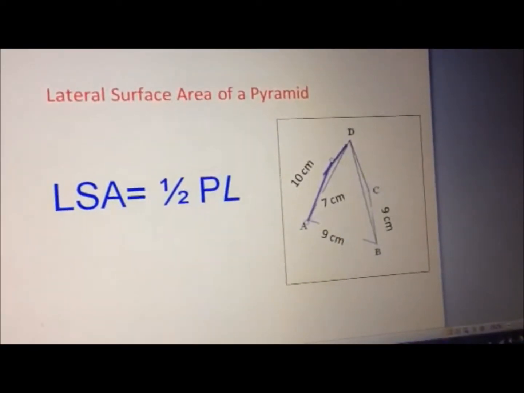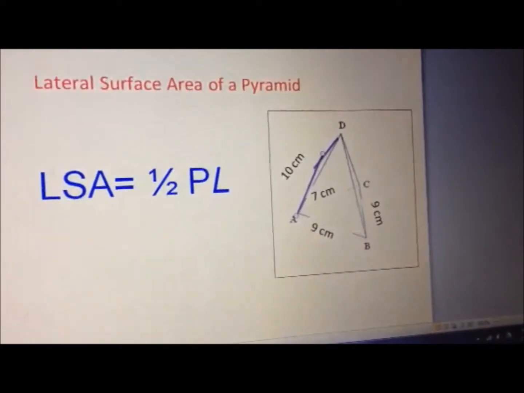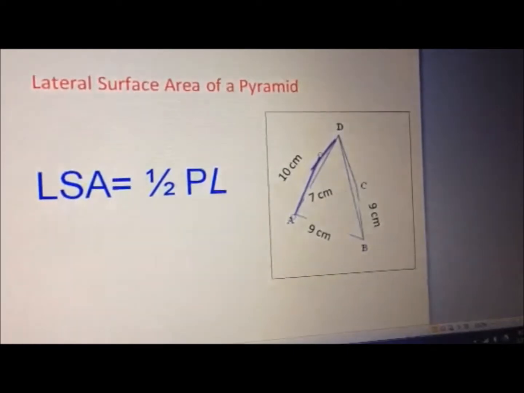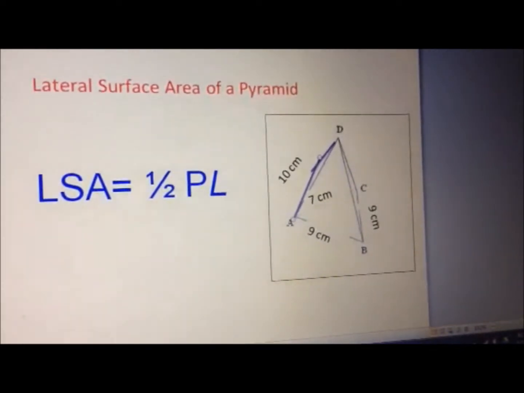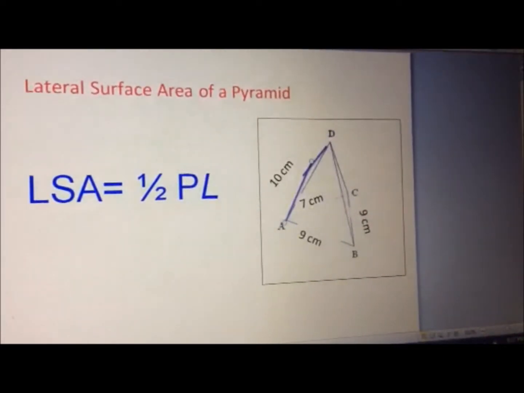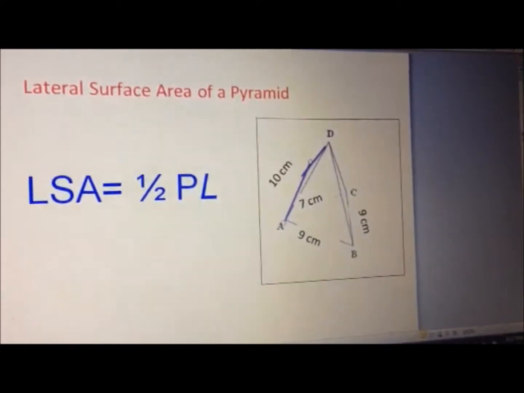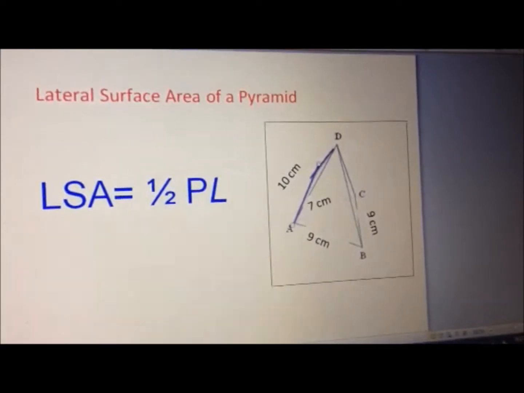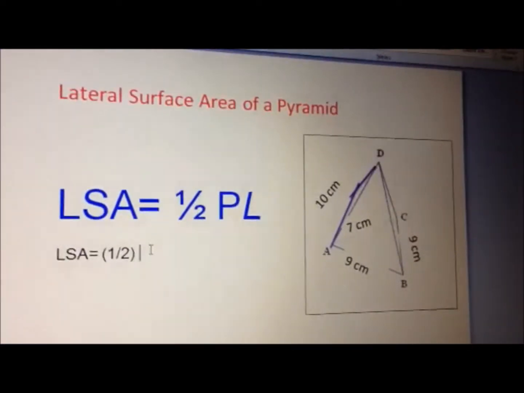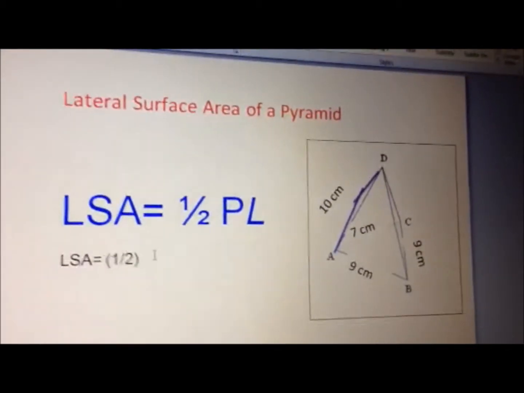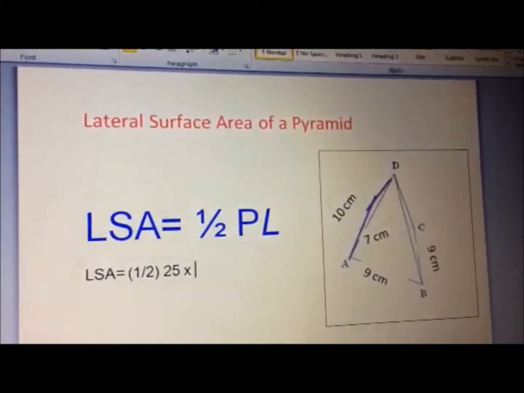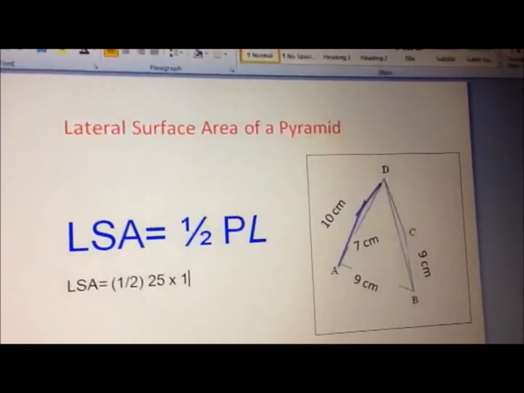Lateral surface area is very similar to regular surface area, except it does not include the base. So lateral surface area is just 1/2 the perimeter of the base times slant height. This cake, 2 of the base sides are 9 centimeters, while 1 is 7 centimeters, and the slant height is 10 centimeters. 1/2 the perimeter, which is the distance around the base, which is 9 plus 9 plus 7, is 25, times the slant height of 10.